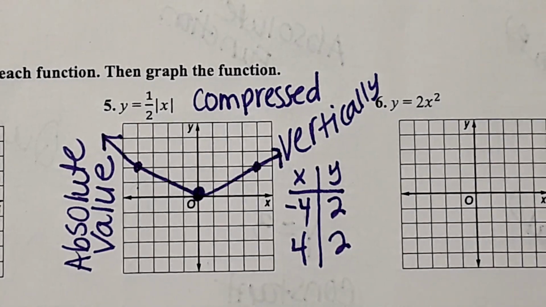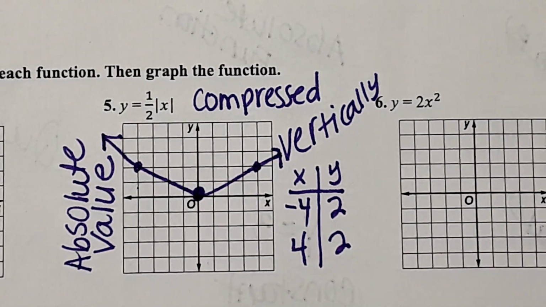So here's our question. Is the number inside the absolute value or outside? It's outside. So that means it's going to be vertical. And now we have to decide, is the number a whole number or a fraction? A fraction. So because it's a fraction, it's compressed. That's how I got the word compressed, because the number is a fraction. And how I got vertically is because the number's on the outside. And the vertex doesn't move. The vertex starts at 0, 0.